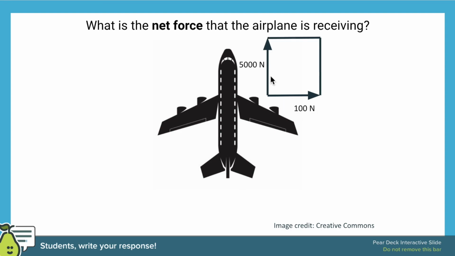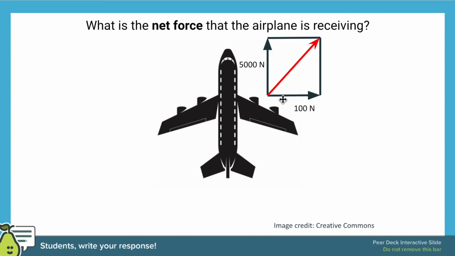If we create a rectangle that is as tall as the forces pushing the plane forward, and it's as wide as the forces pushing the plane to the right, and then we connect the two corners to find the diagonal of this rectangle, this vector right here is called the resultant, and it shows us the net force. But how do we figure out the magnitude? We can see the direction.